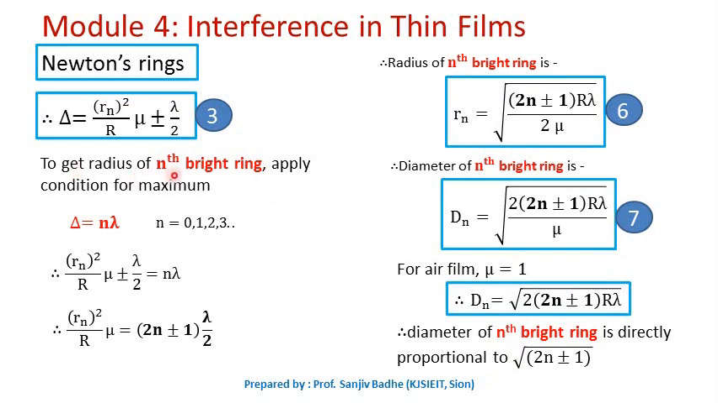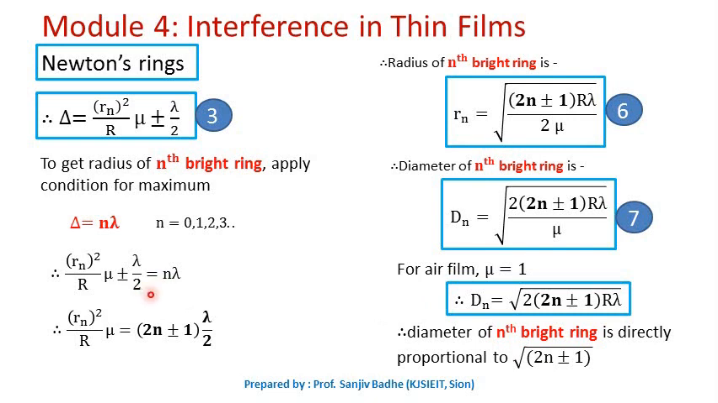Now to get the radius of the nth bright ring, let us apply the condition for maximum. The condition for maximum says the optical path difference is an integral multiple of lambda. That is, the optical path difference is n lambda, where n is 0, 1, 2, 3 and so on. The optical path difference from relation number 3 is Rn square upon R mu plus or minus lambda by 2. So let us equate this to an integral multiple of lambda.